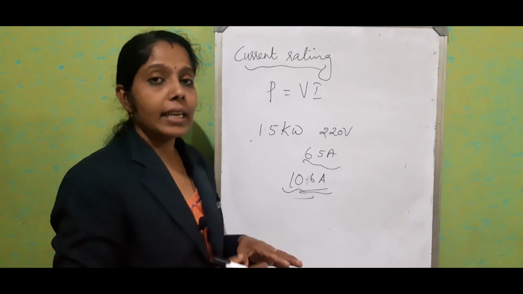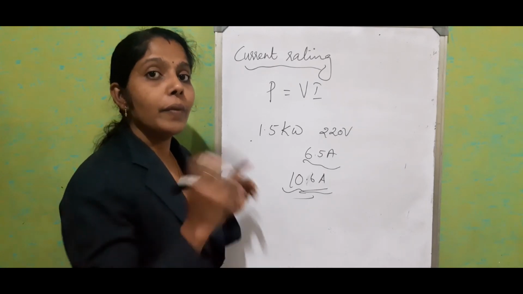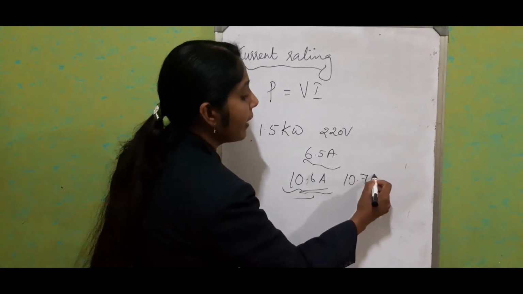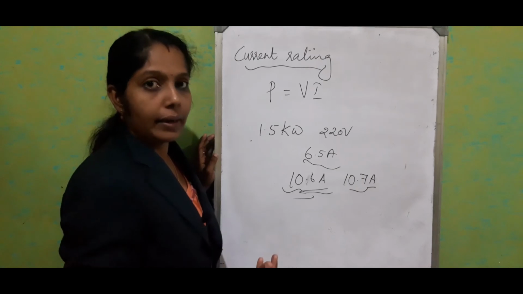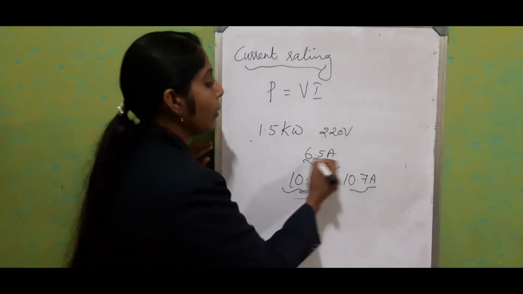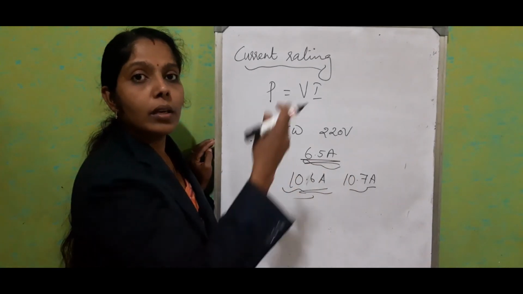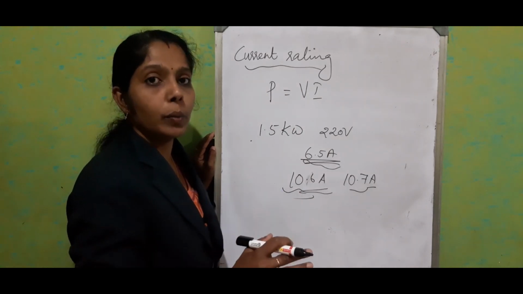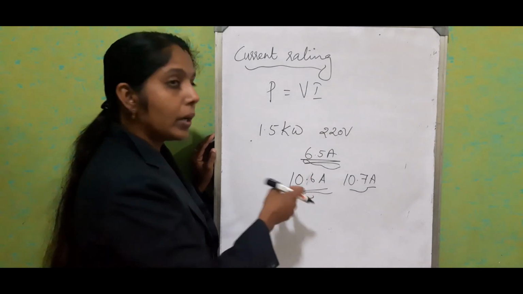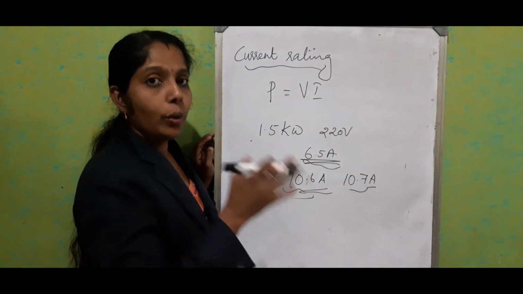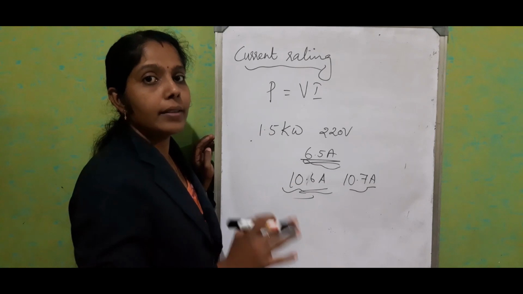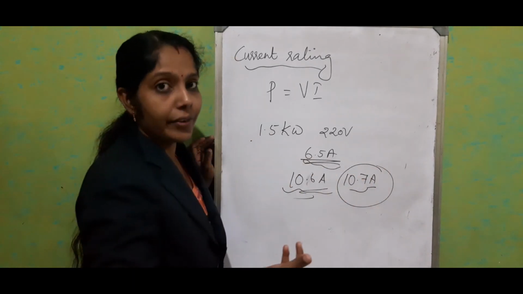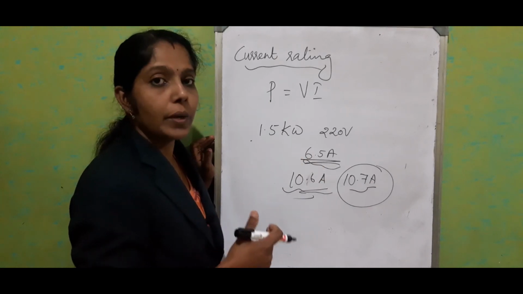So in that case, if you are connecting the fuse, we have to make sure that the current rating should be 10.7 ampere, a little bit more than that. If you connect only a 6.5 ampere fuse, those kinds of appliances may not be able to work. So the starting time requires 10.6 ampere. In such kinds of appliances, we have to choose the fuse wire according to the initial current rating.